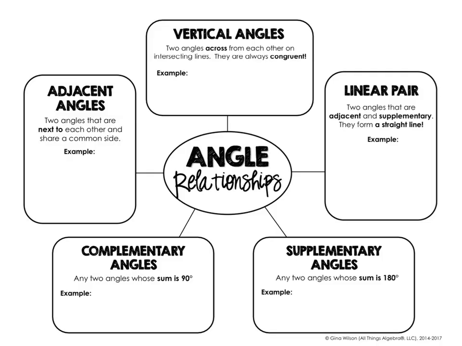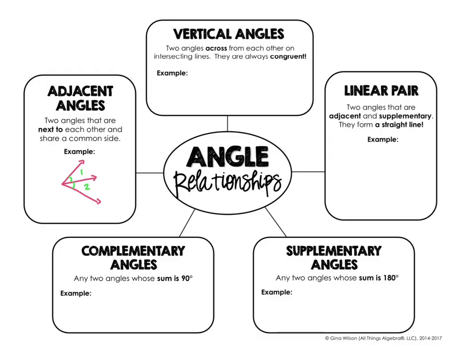That is two angles that are next to each other and share a common side. So adjacent means next to. Here is a lovely example for you. Okay, this would be angle 1. It is adjacent to angle 2. Right, it's right next to it. So here's angle 1, there's angle 2. They're adjacent.